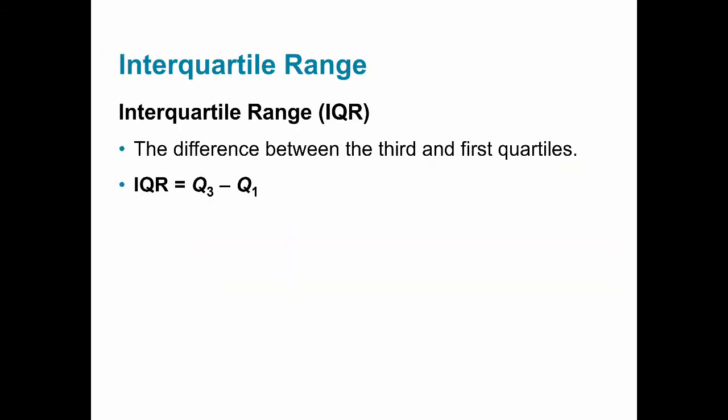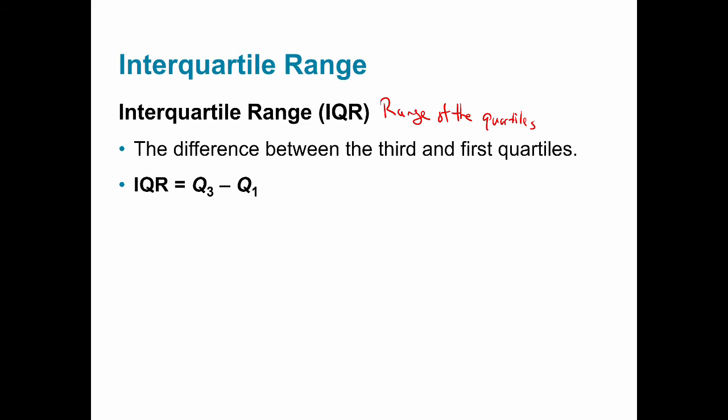From here, the next piece of information we get from these quartiles is the interquartile range. So the interquartile range is simply the range of the quartiles. So remember, to find the range of a data set, it's the largest minus the smallest. So for the interquartile range, it's going to be our largest quartile minus our smallest quartile.